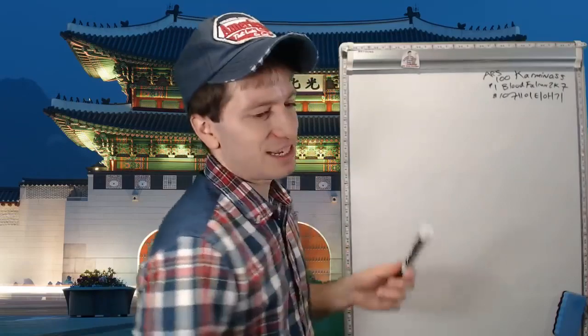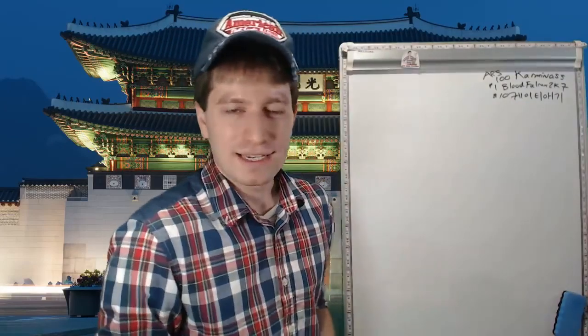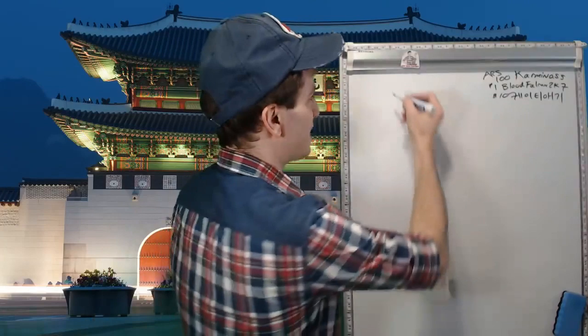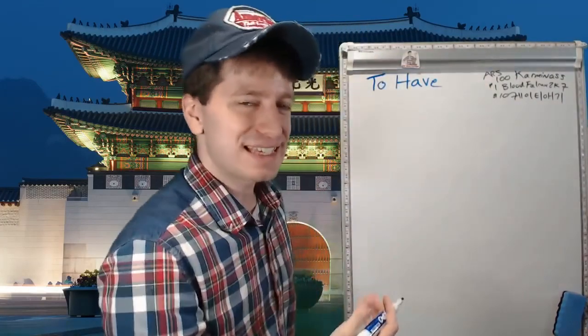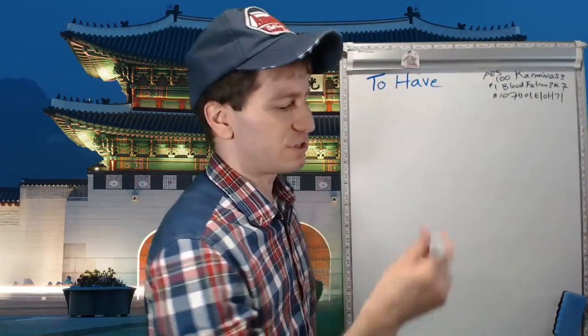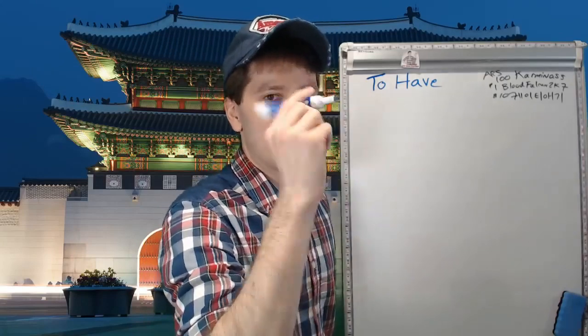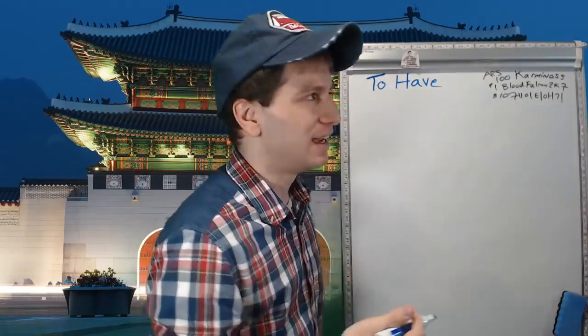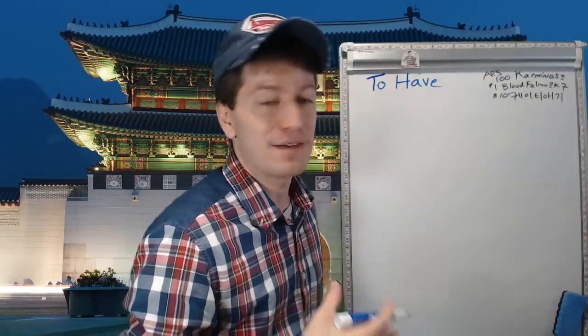Today we're going to be learning about how to say to want and to have. First one we're going to talk about is how to say to have. There are actually a few ways to say that you have something in Korean. For example, let's just take this pen right here. So you can say, I have a pen. There's more than one way to say that you have a pen.